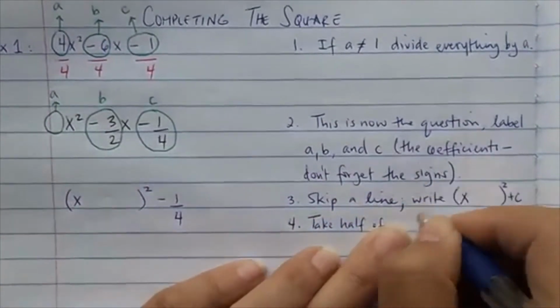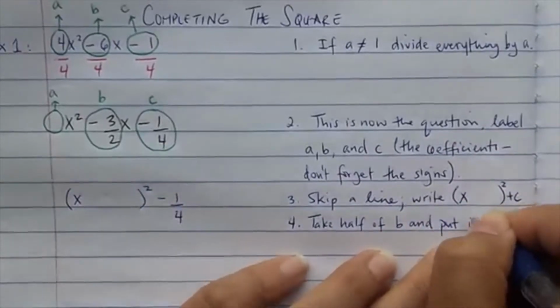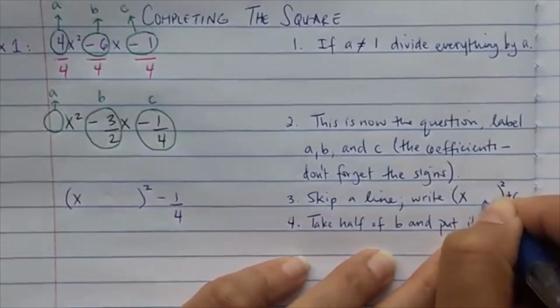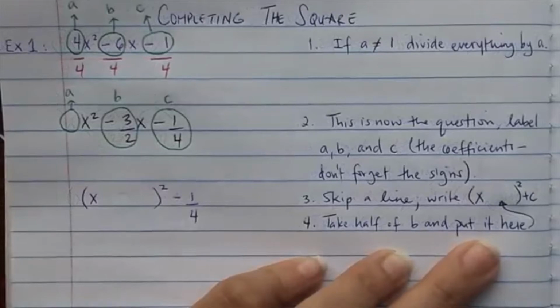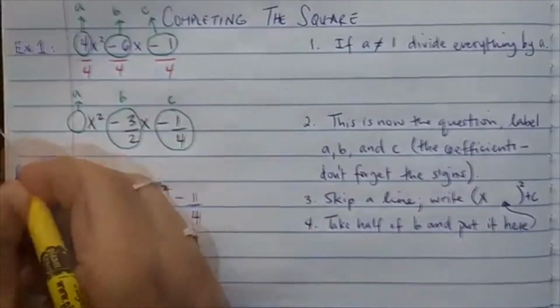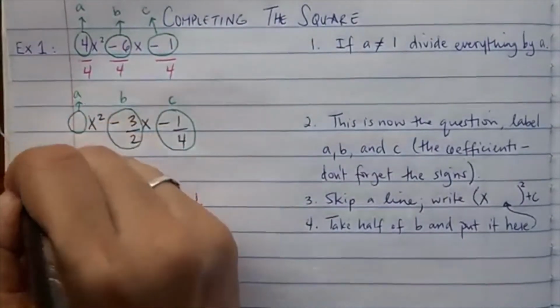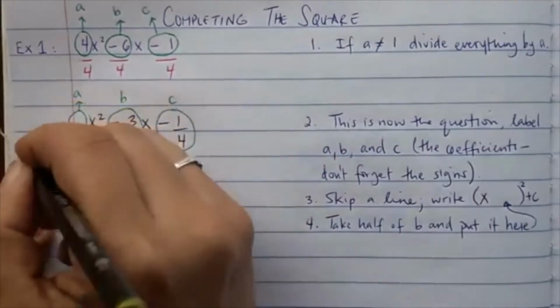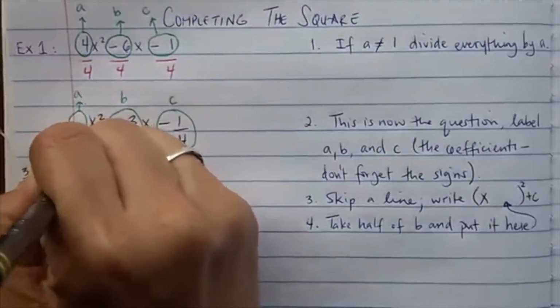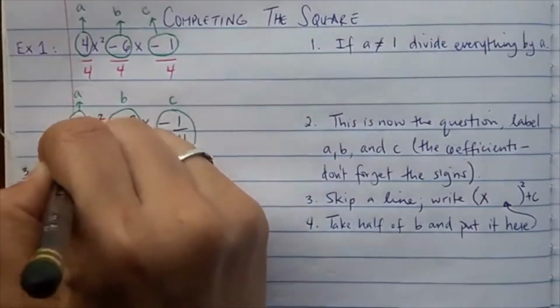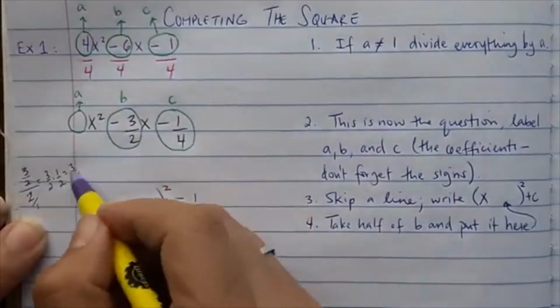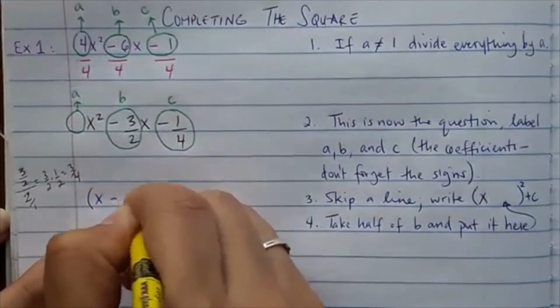Number 4, take half of B and put it inside that parentheses. Put it here. So half of B. What is half of negative 3 over 2? So 3 over 2 divided by 2. So we can write that as 3 over 2 divided by 2 over 1, and then keep, change, flip, or sandwich, and you're going to get 3 over 4.